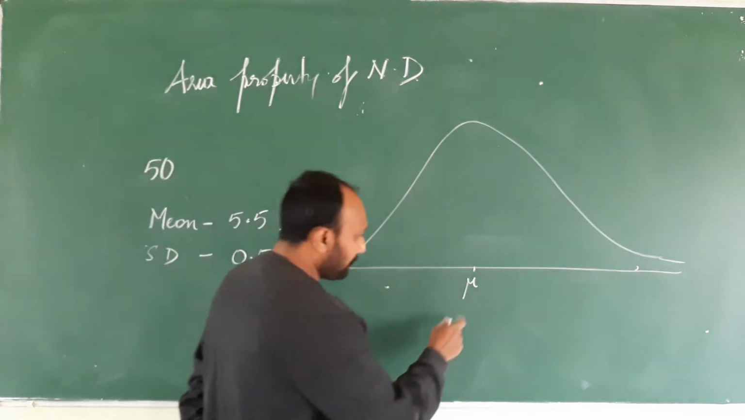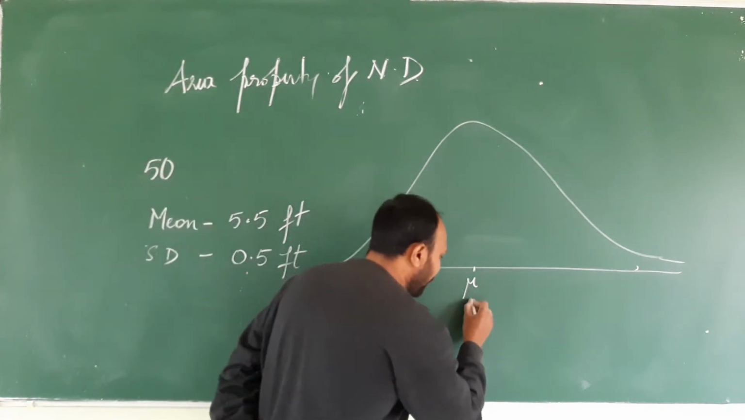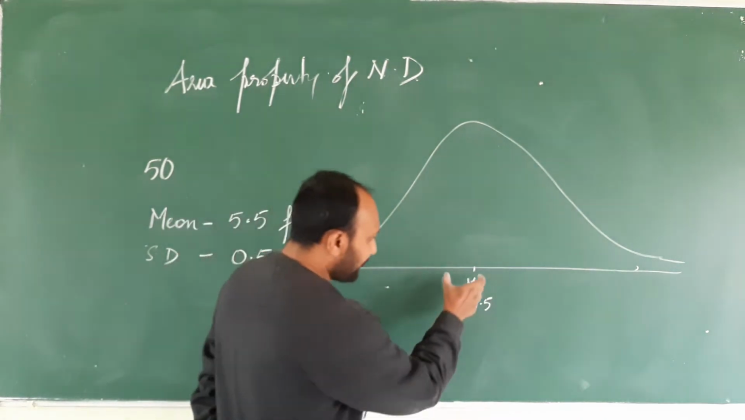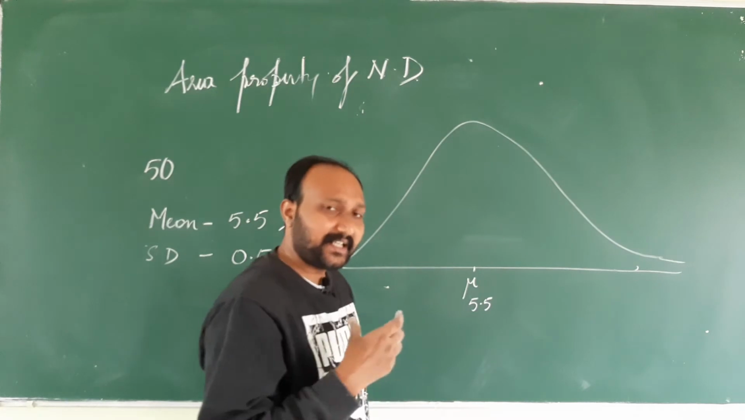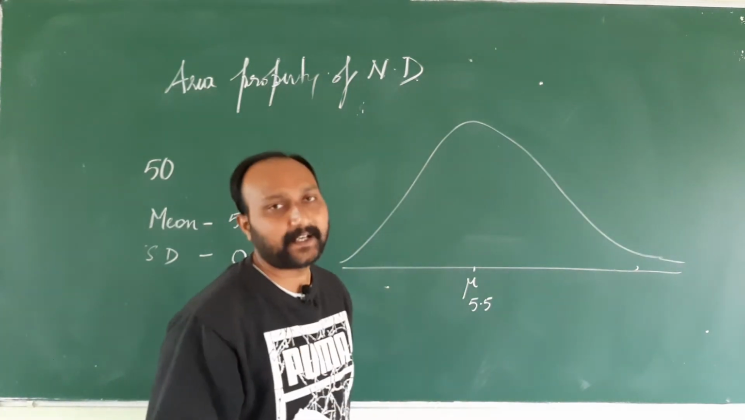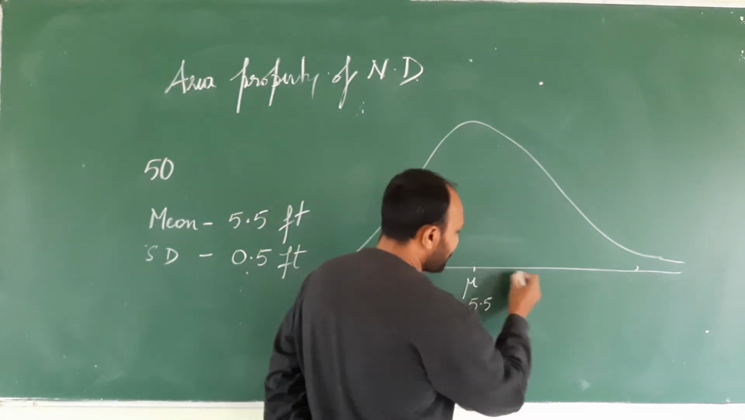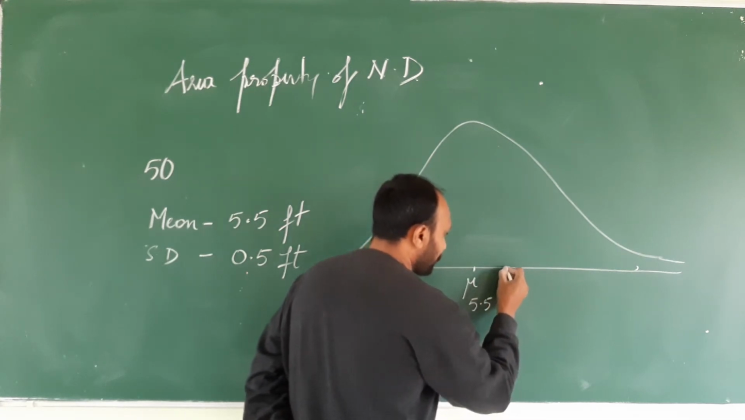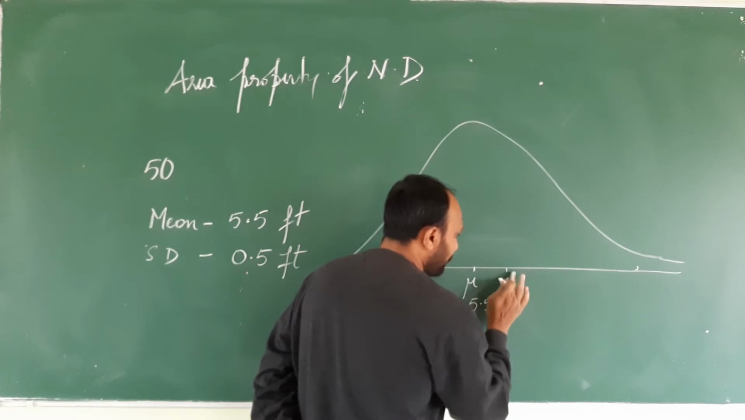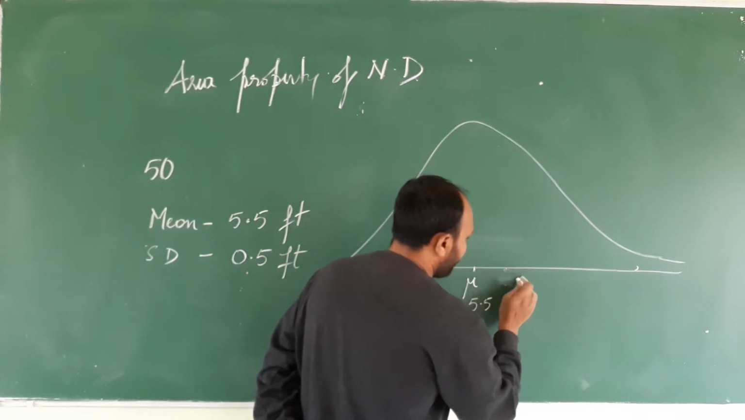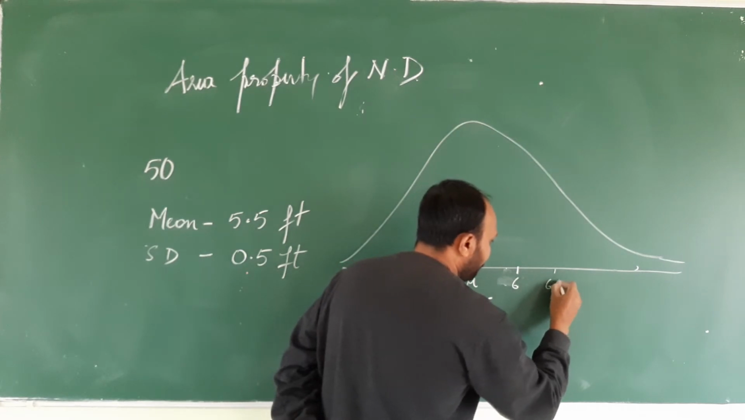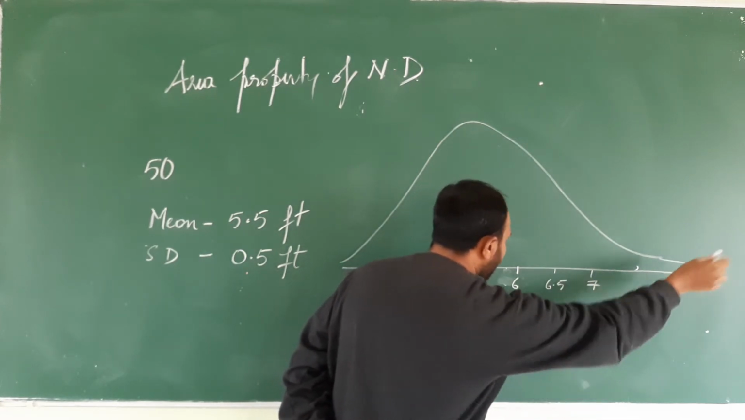So what is the mean height? The mean height is 5.5 feet. And what is the deviation? How much deviation is there? The deviation of only 0.5 feet. That is towards the right side. If we move towards the right side and add 0.5 to this, then it will be 6 feet. Let me consider somewhere here, it is 6 feet. From here it is 6.5 feet. So here 7 feet, and it goes on.